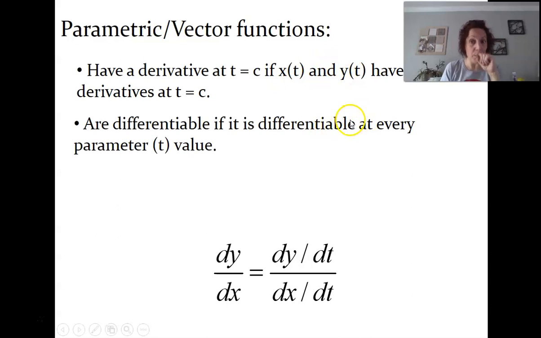Okay. And we call it differentiable if it has a derivative for all of the t values, right? Before it was like if there's a y value for every x. Now I need an xy value for every t value.